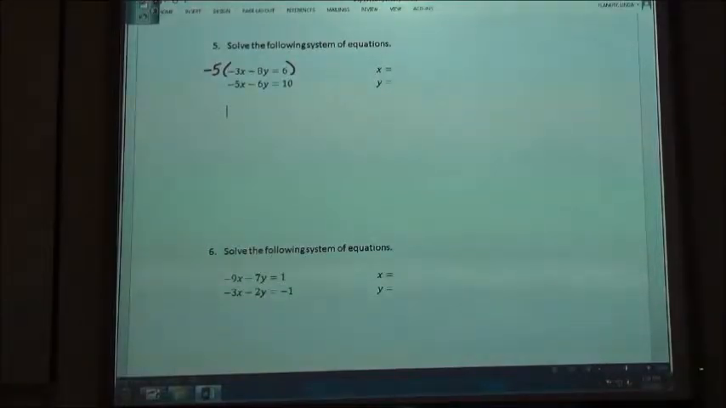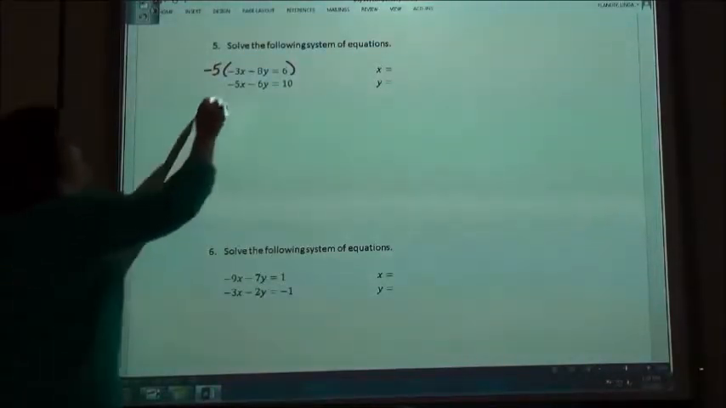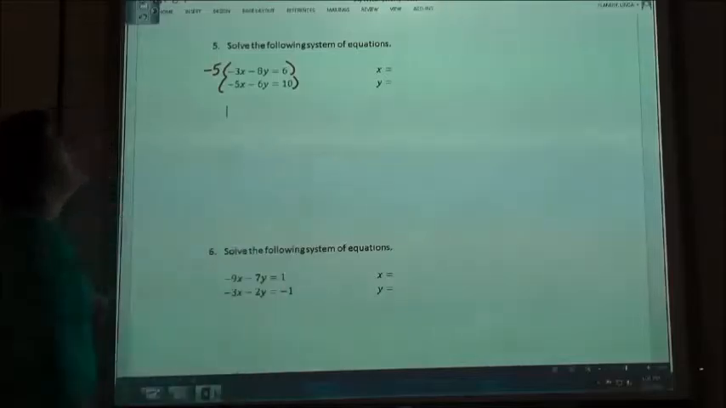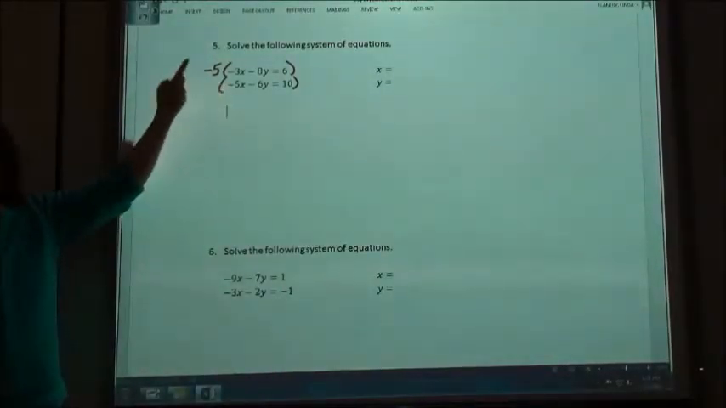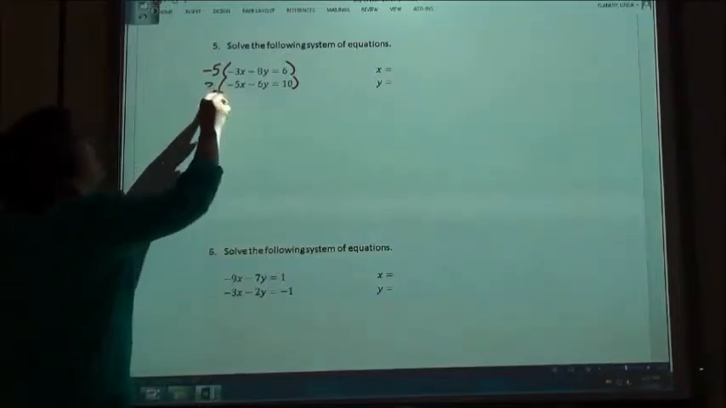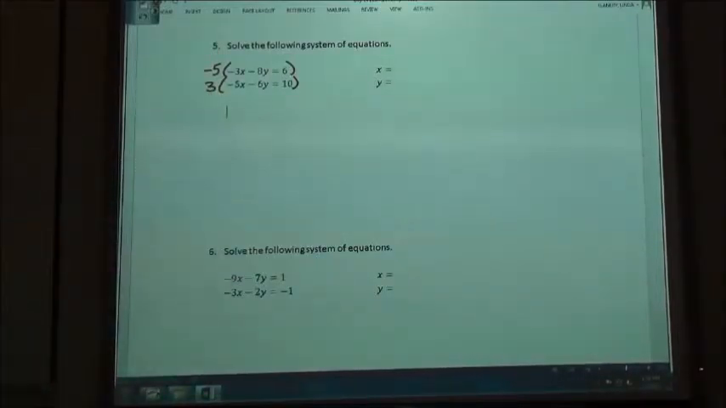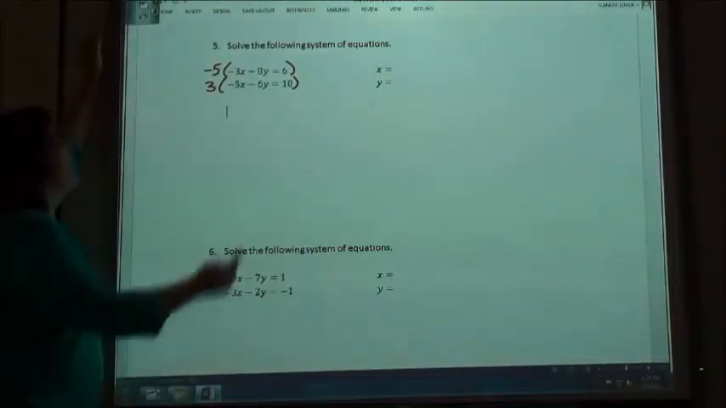Since I made the top equation positive 15, that means I want to make my bottom equation negative 15. So I think about, well, what do I take times negative 5 to get negative 15? I'd have to have a positive 3. I'm then going to multiply that whole top equation by negative 5.